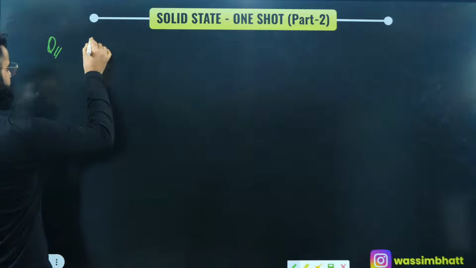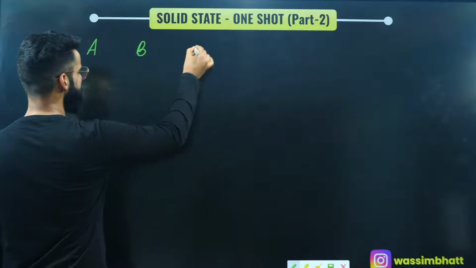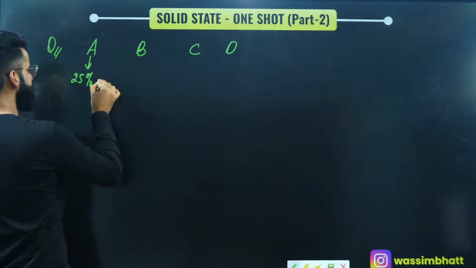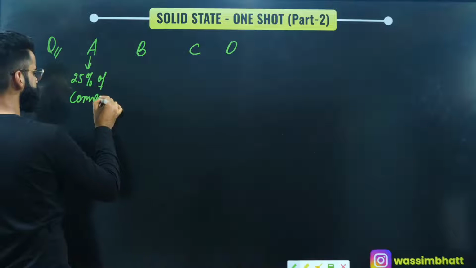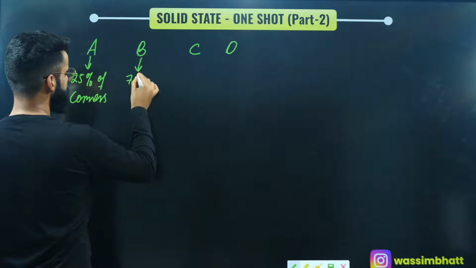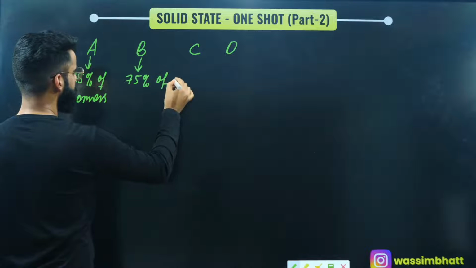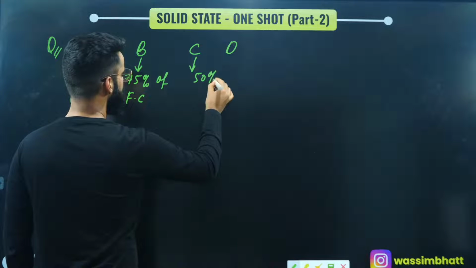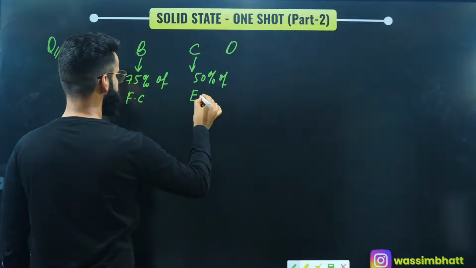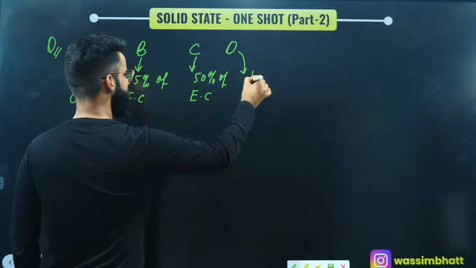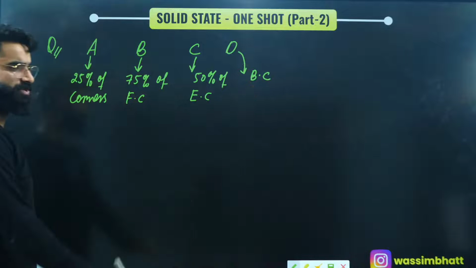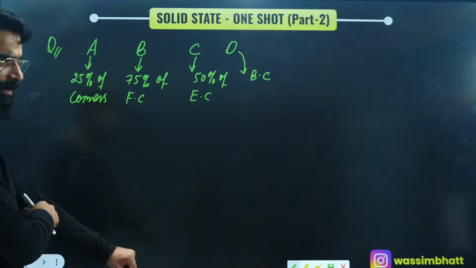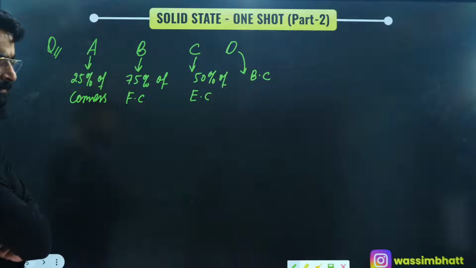Let's say you got a question like this. You've got a solid which contains constituent particles A, B, C, and D. Let's assume A particles are present at the 25% of the corners of the cube. B particles are present at 75% of the face centers of the cube. C particles are present at the 50% of the edge centers. And D particle is present at the body center. What is going to be the formula of the compound? Can you let me know fast in the chats? Yes?